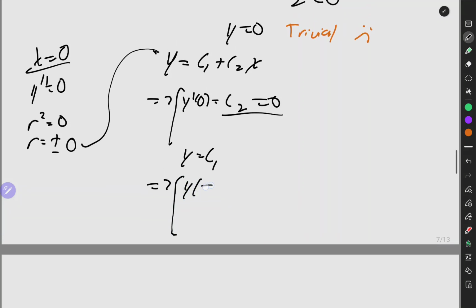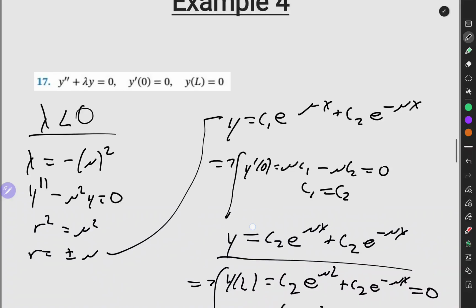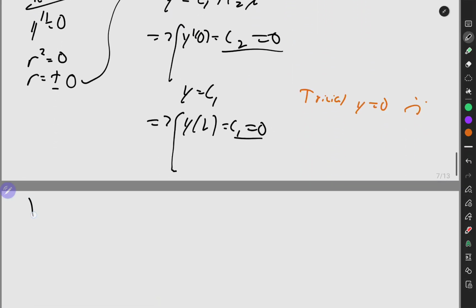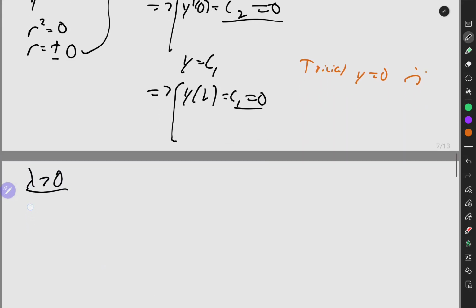But let's see. Y of L, right? That's just C1 is 0. Yeah, that's trivial, because C1 is 0, so y is 0. Oh, well, it has to be the last one then. Look at that. How come we're getting so lucky? It's always the last one. I noticed that. I'm always picking them in the perfect order. Greater than 0. It has to be mu squared.